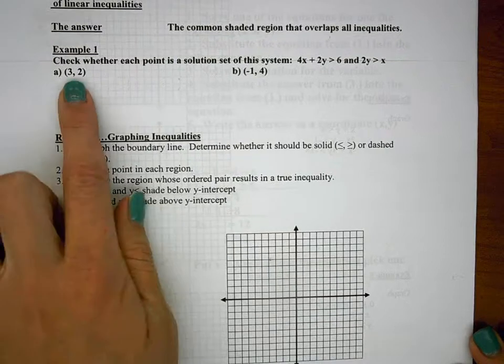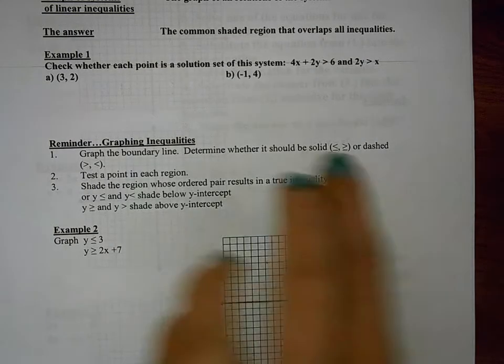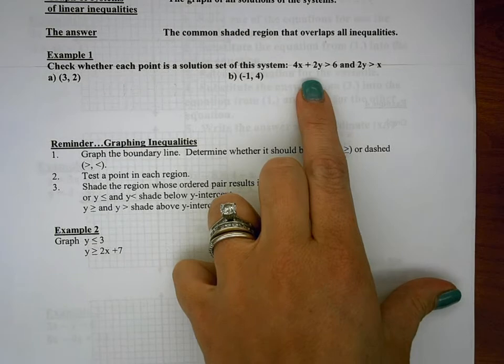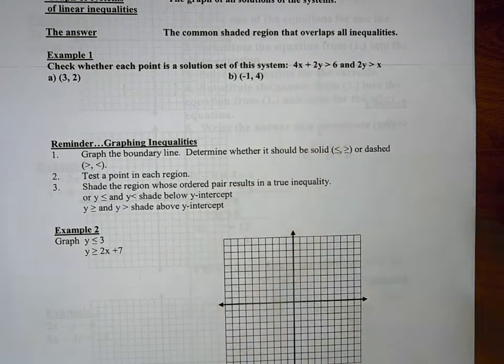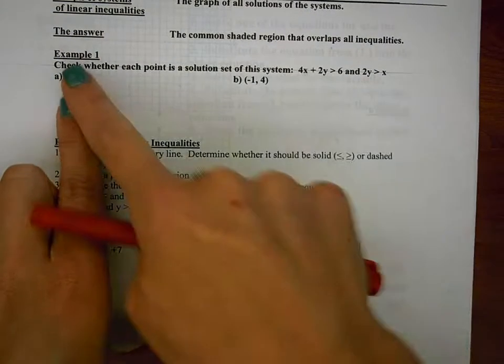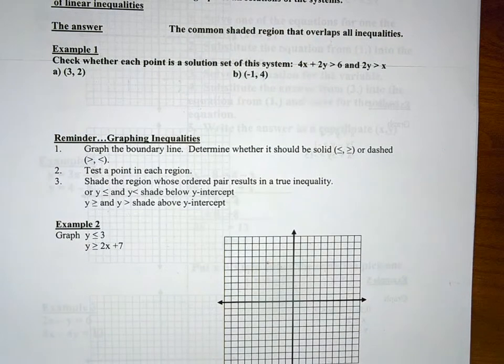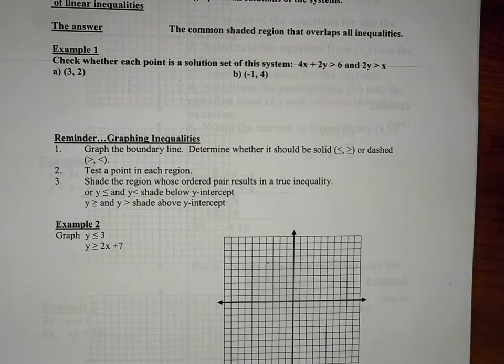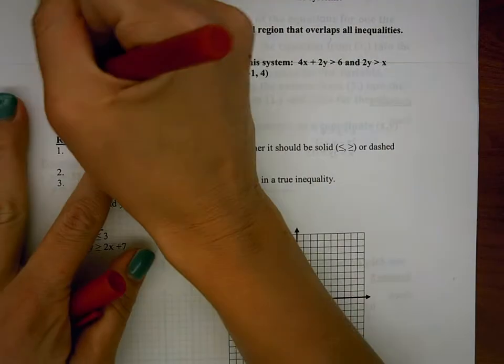If you want to check if a point is a solution, if it works for one, that's great, but in order for it to work, it has to work for both of them. If you get a false answer right away, like if I plug this in and it doesn't work for the first one, I don't even have to try the second one because it has to work for both no matter what. Okay? So let's start with A together.